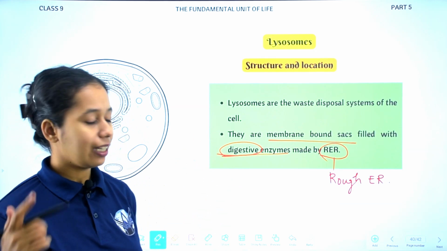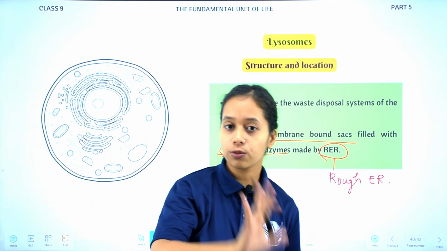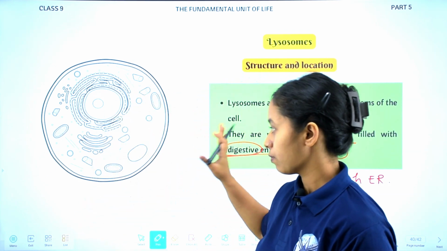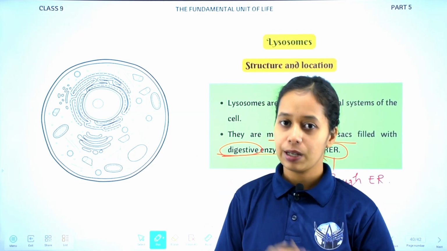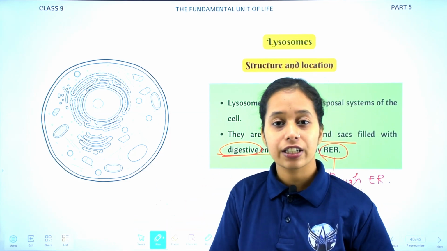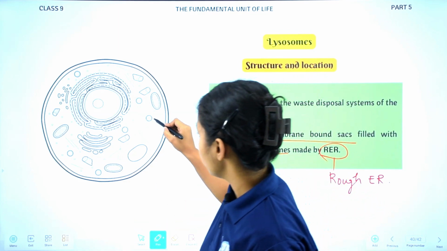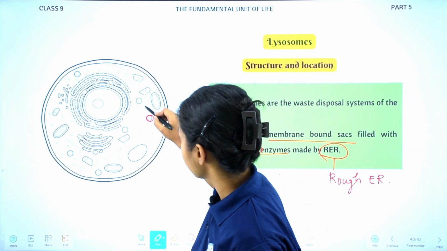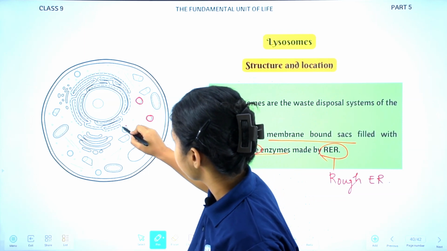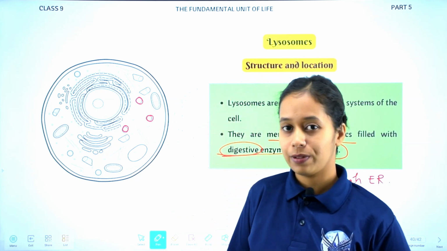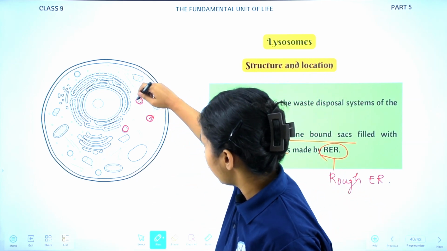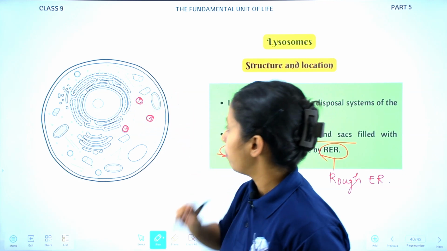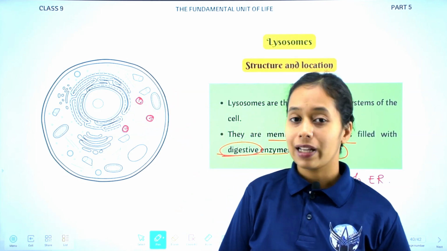Okay, now let us move on. Before moving on towards the function, this is a cell. Can you spot the lysosome? Lysosomes are mostly spherical in shape and membrane bound. Can you see these spherical little sacs or bags? These are lysosomes, and inside the lysosomes we will find digestive enzymes made by the ER, endoplasmic reticulum.